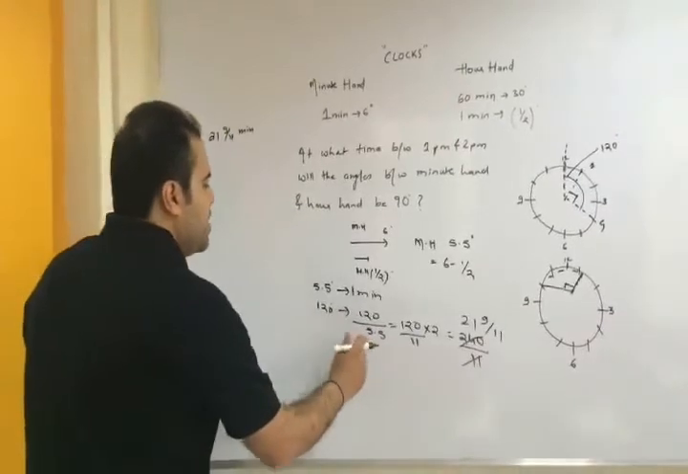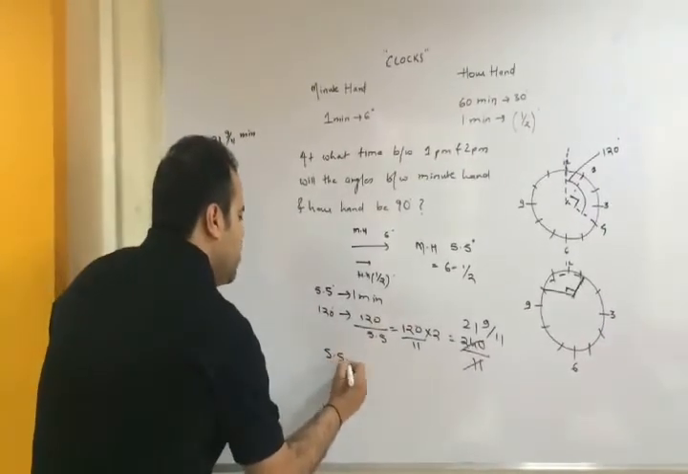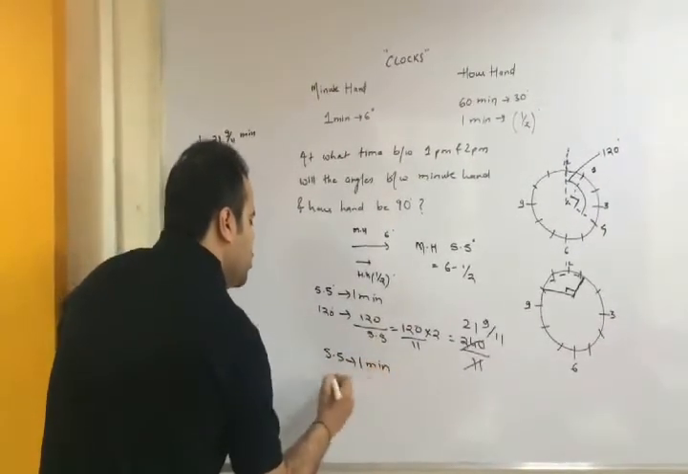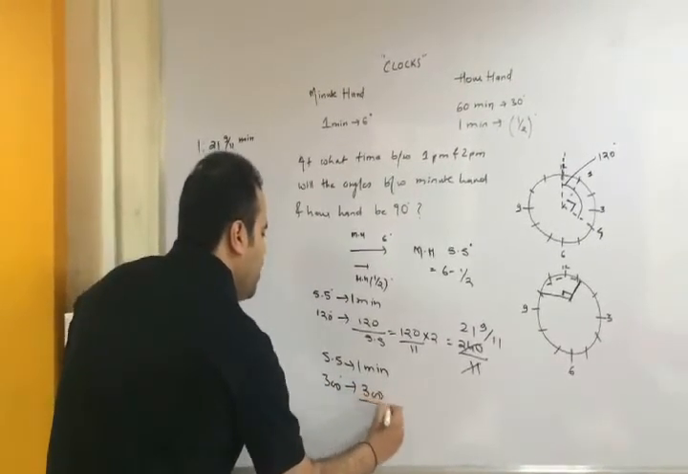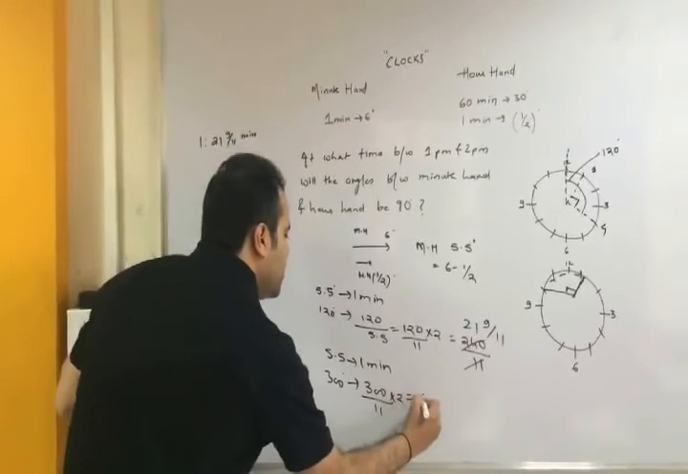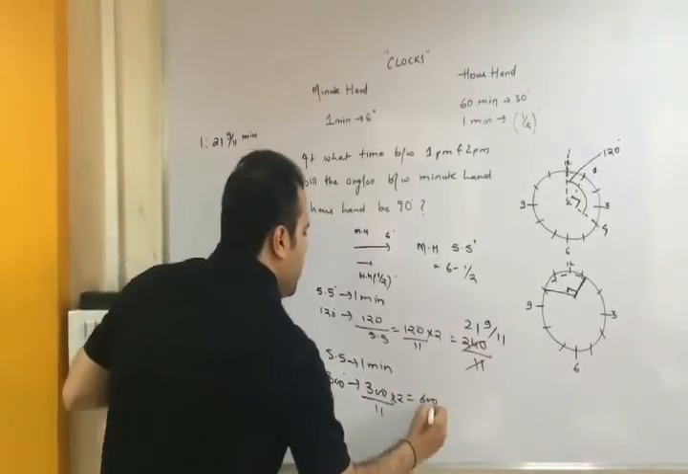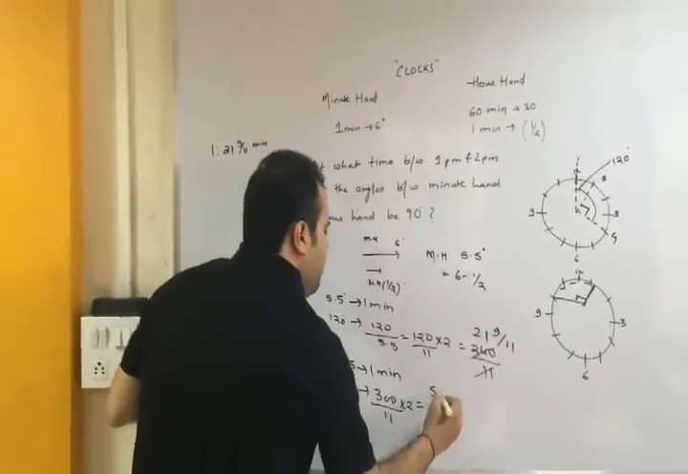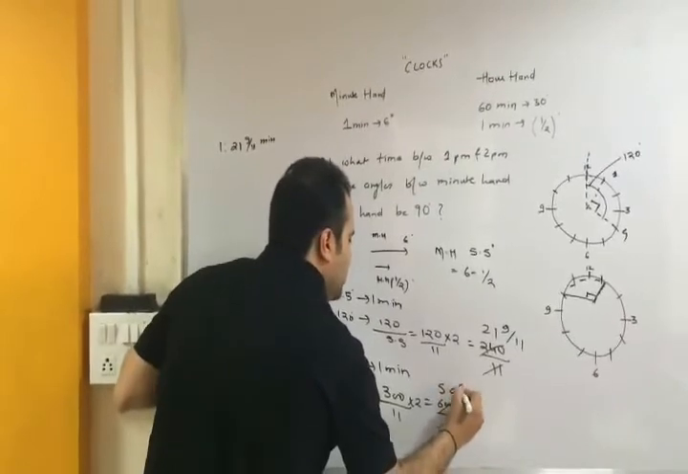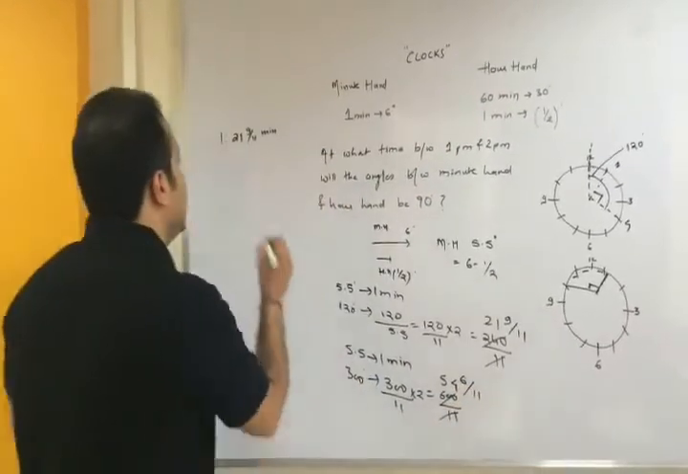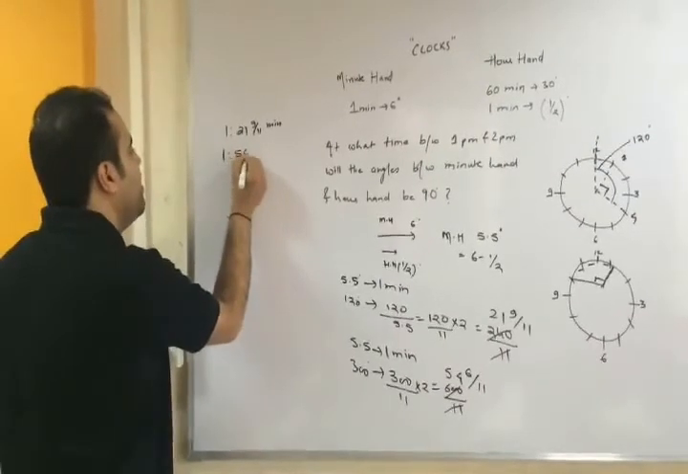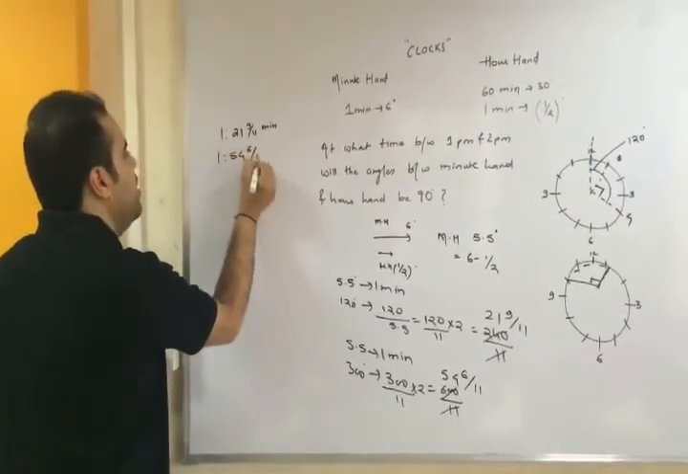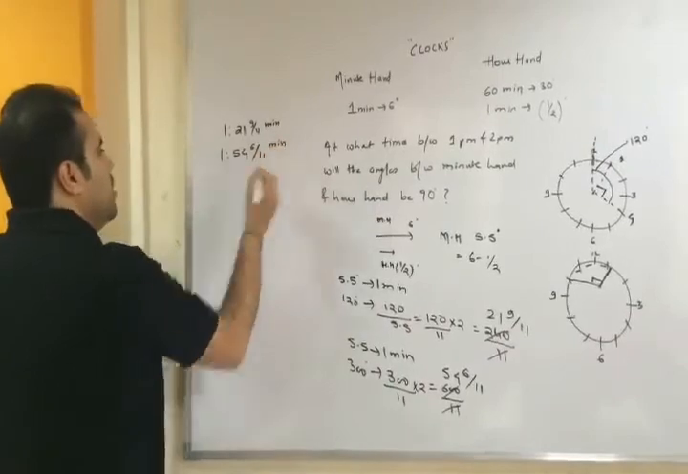As we saw in the previous case, 5.5 degrees was covered in 1 minute. So 300 degrees will be covered in how many minutes? So 300 upon 11 by 2. This will again give me 600 upon 11, 11 into 5 is 55, and 6 remainder, so 54 and 6 by 11. So the second instance where the angle between minute hand and hour hand is 90 degrees will be 1 hour, 54 and 6 by 11 minutes.